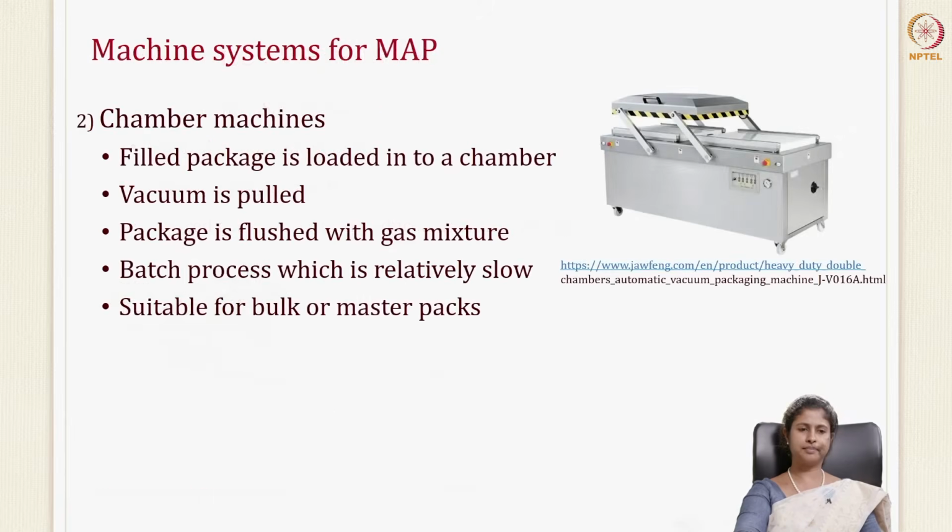Another machine system is your chamber machines. This is very similar to the vacuum packaging that you have just discussed. In vacuum packaging, you completely eliminate the gas that is inside the package. Here you eliminate it and replace it with the gas that you desire. The machine system will be the same. In a chamber machine, you usually have a chamber where the filled package is kept, vacuum is pulled out, the package is again flushed with the gas mixture of your choice and then sealed.